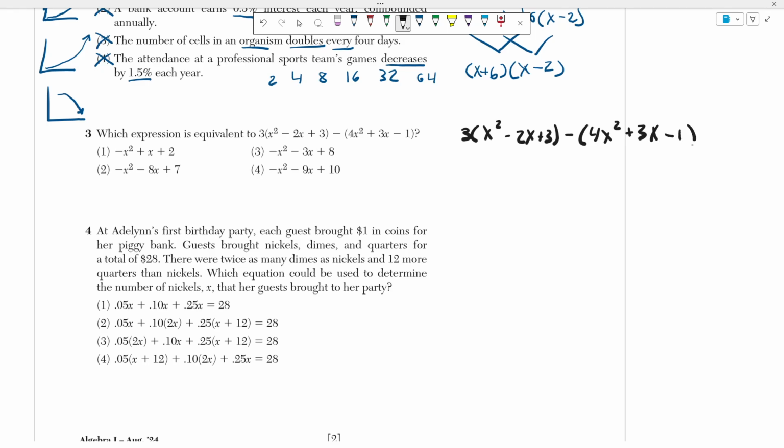In this case, in order for me to access this x squared minus 2x plus 3, I first need to multiply its inside by the outside 3. So 3 times x squared is 3x squared, 3 times negative 2x is negative 6x, and 3 times positive 3 is positive 9. Now that this is out of its parentheses, I can start combining like terms, but I need to do the same thing to this parentheses as well.